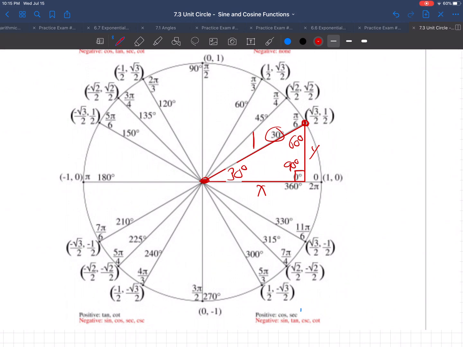So this is root 3 over 2, and this is a half when the hypotenuse is 1. Which means the x-coordinate is root 3 over 2. That's why the x is root 3 over 2, and it's up a half. That's how they're coming up with those coordinates. It's just a 30, 60, 90 triangle.